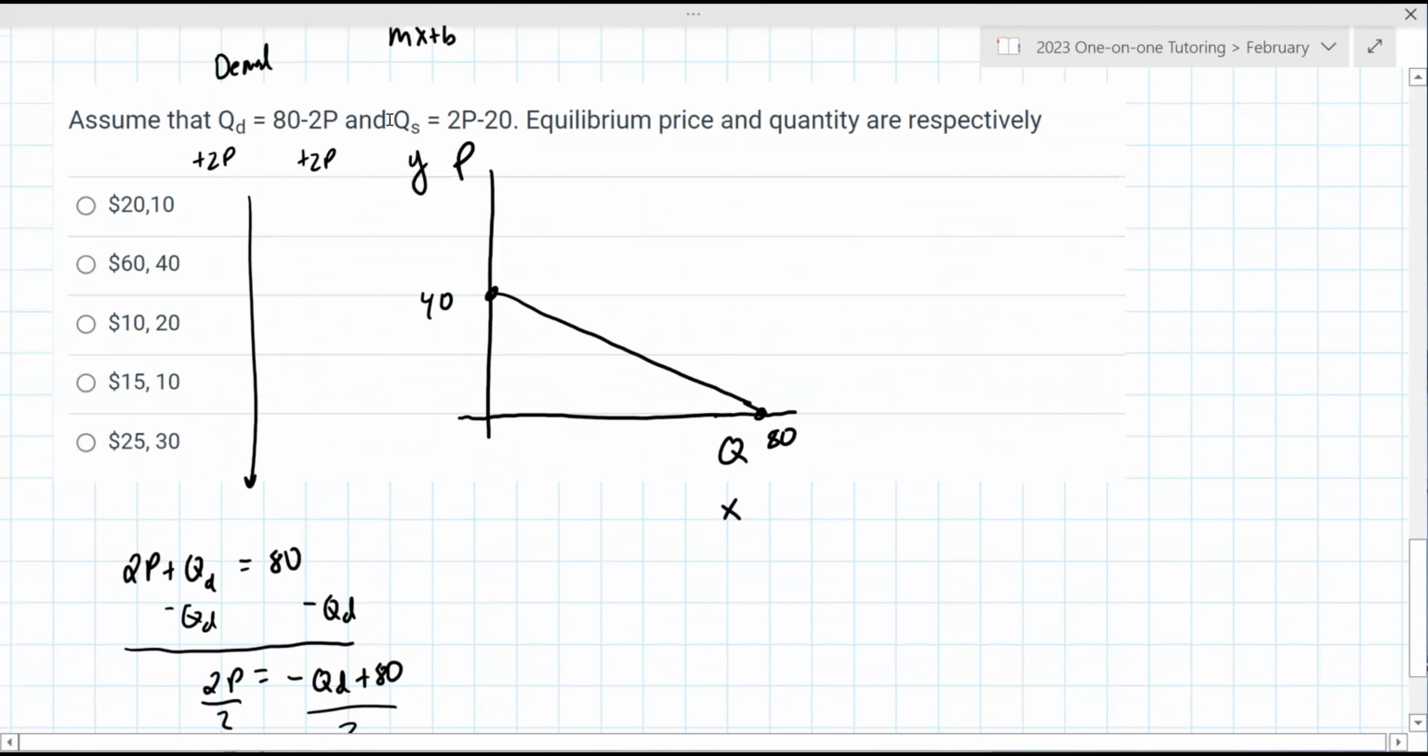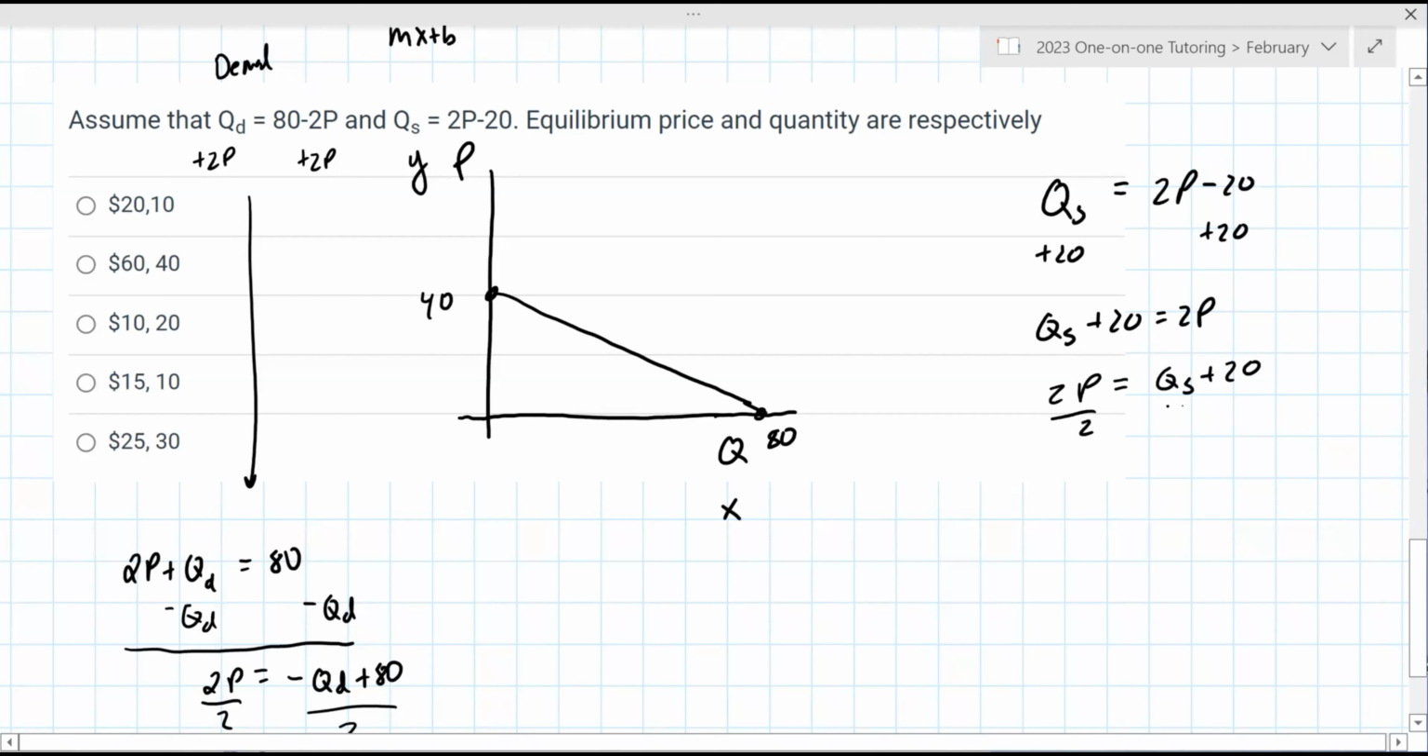And then we'll do the same thing for the other one. QS equals 2p minus 20. We want to solve for p, so we add 20 to both sides. QS plus 20 equals 2p. Then I'm going to put 2p on the left, QS plus 20 on the right, and divide by 2. P equals 1/2 QS plus 10. Graphically, the slope is 1/2 and the b value is 10. So if that's 10, this line is going to look something like that, and they're going to intersect somewhere in the middle.